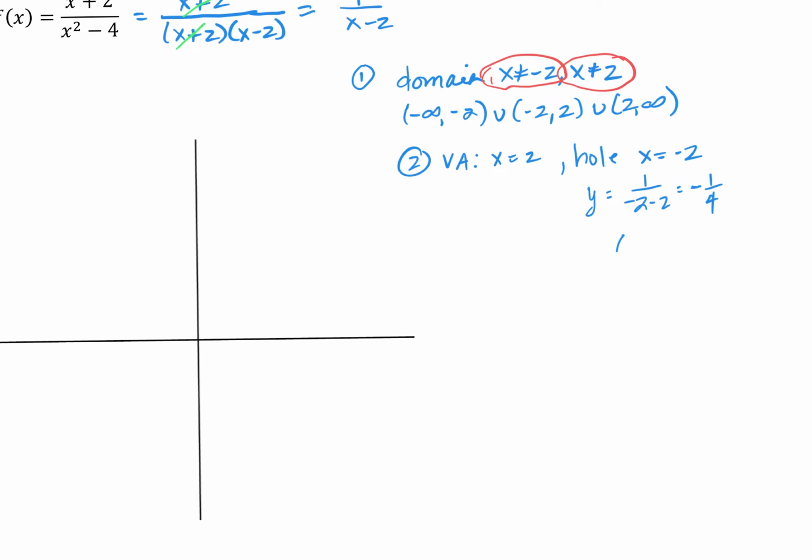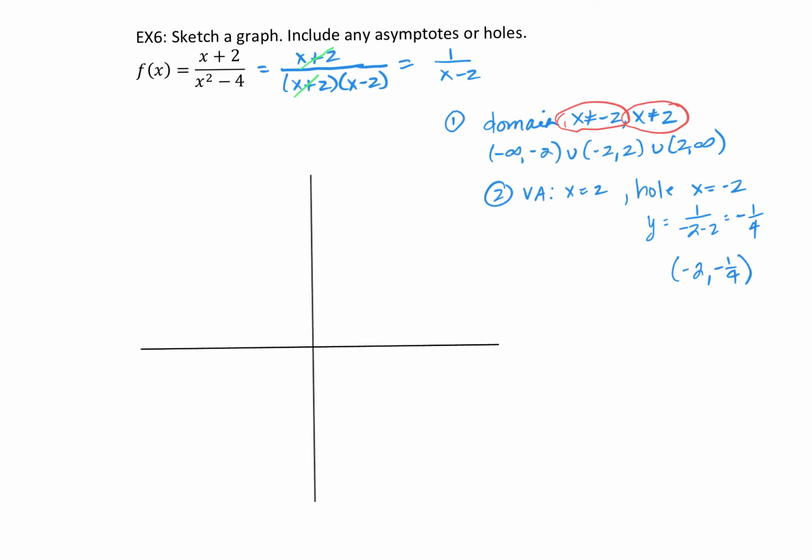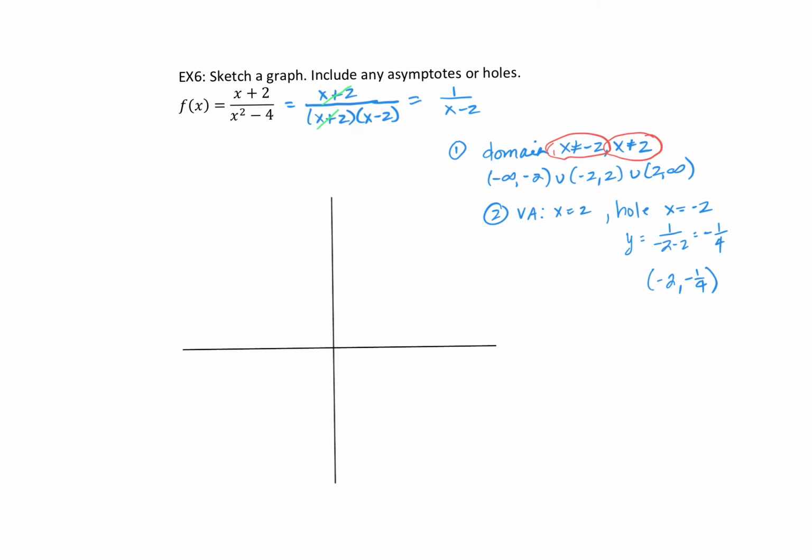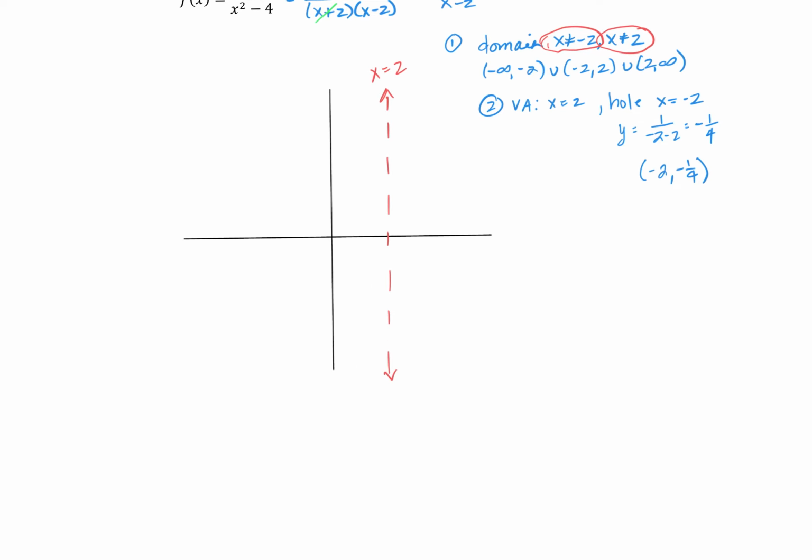So we're going to have a hole at the point (-2, -1/4). I'm going to go ahead and start graphing. x equal to 2 will be my only vertical asymptote. And then at this point, maybe this would be -2. And -1/4 is really small, kind of close to that axis, so I'll just put a hole there for now. And then I'm going to continue on.